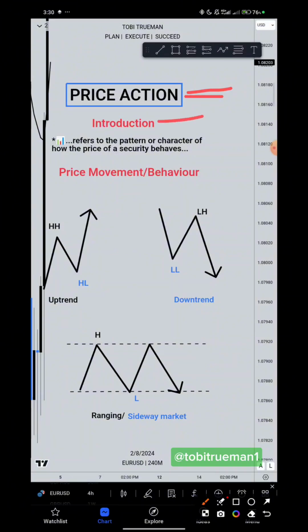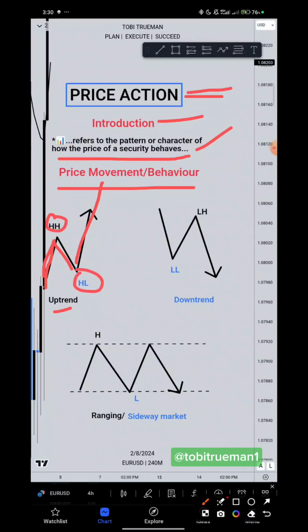Now looking at price action. Introduction: what is price action? According to my search on Google, it refers to the pattern or character of how the price of a security behaves. If you have read the candlestick trading Bible, you see that price movement or behavior is in three phases. The first one is uptrend. How do we know when price is in an uptrend? You can see price is making an up move, a down move, then an up move again. The previous up move is called higher high. The previous low move is called higher low.